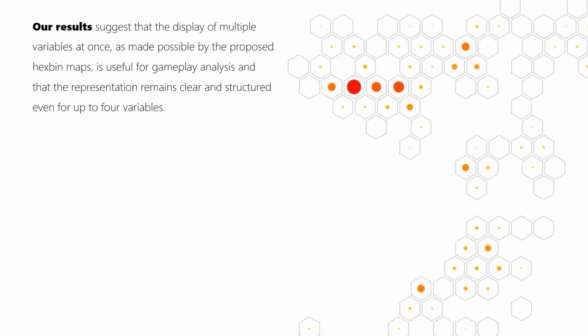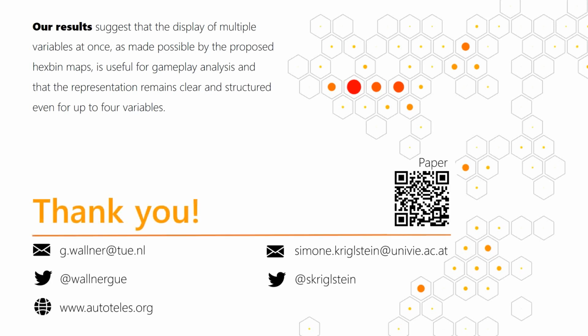To conclude, our results indicate that the display of multiple variables at once, as made possible by the proposed Hexbin maps, is useful for gameplay analysis and that the representation remains clear and structured even for up to 4 variables. If you are interested in a detailed breakdown of performance across the different tasks and maps, please refer to our paper.